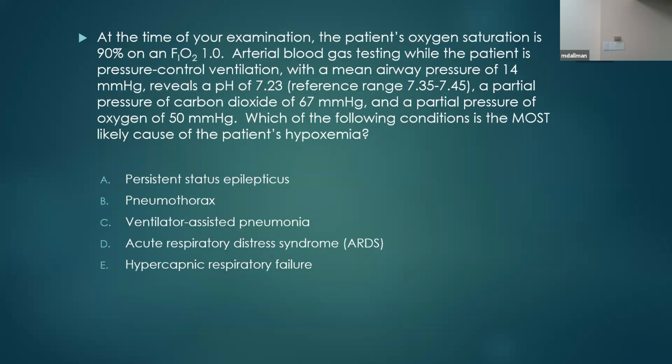Arterial blood gas testing while the patient is in pressure control ventilation with a mean airway pressure of 14 reveals a pH of 7.23, a partial pressure of carbon dioxide of 67 torr, and a partial pressure of oxygen of 50 torr. Which of the following is the most likely cause of the patient's hypoxemia? ARDS? ARDS it is. Okay.